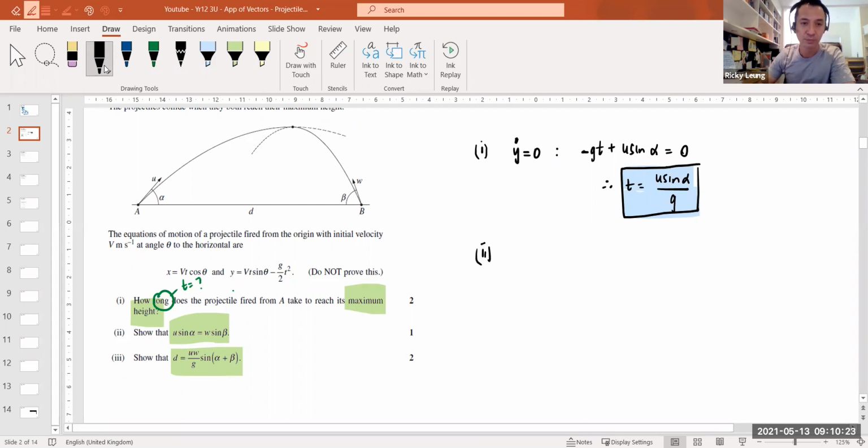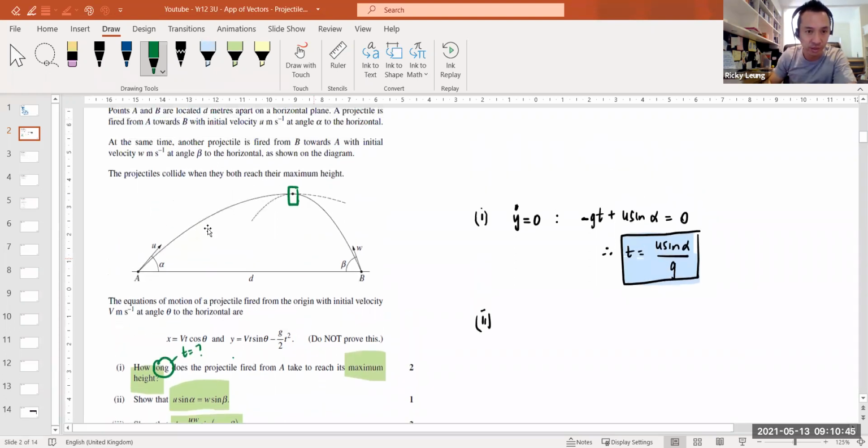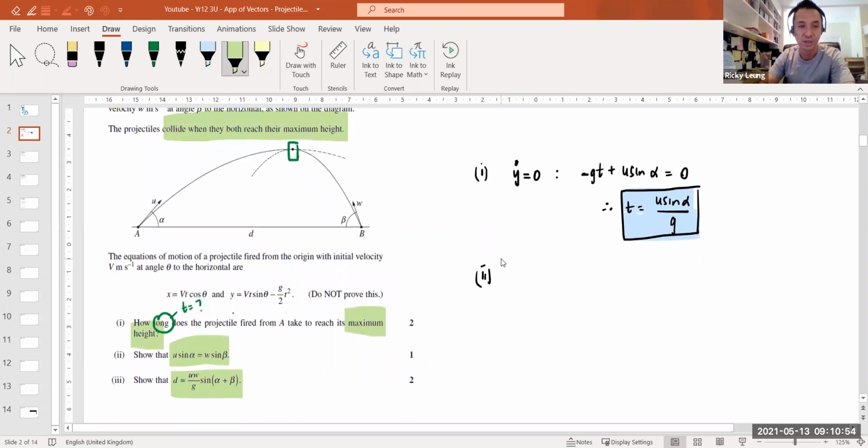Show this. Now, what do you know? And this is the key point here. What do you know at the point of collision? Because that's basically the question. If you strip out all the other things compared to all the other questions, this is the thing that's unique about this question. They hit each other somewhere in the air. So what do you know happens at collision? And the key point here is that they collide at max height. So there is a time when they basically collide, at max height. So at this point here, the height is equal.